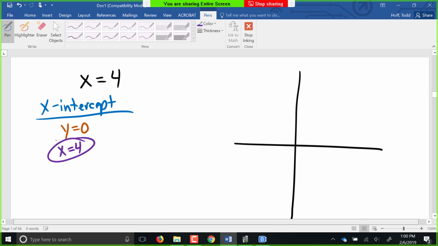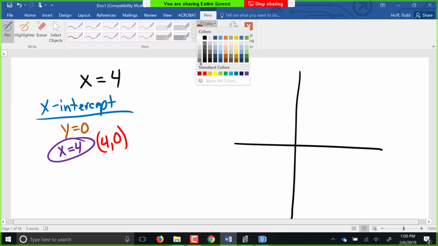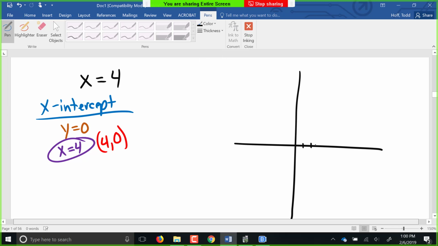So the x-intercept to this is x equals 4, or 4 comma 0. That's the, did I say y? That's the x-intercept, x equals 4, so 4 for x, 0 for y, 4, 0. So that x-intercept is right here.